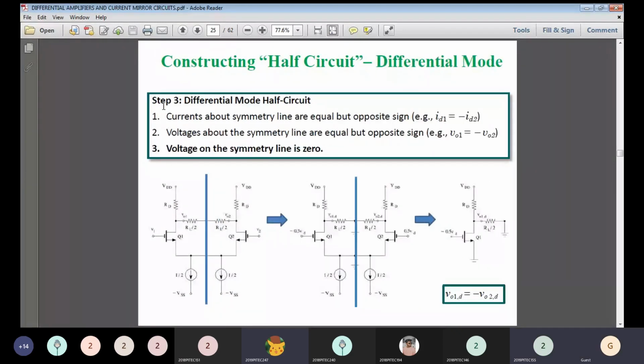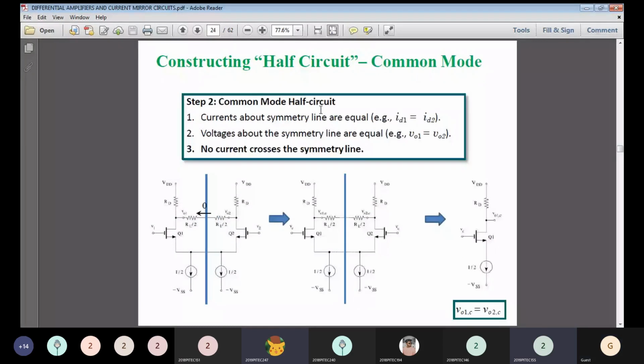This is the step for the common mode half circuit. I told you, in the common mode, the values of voltages are equal. That is V01 is equal to V02, ID1 is equal to ID2. No current across the symmetry line.